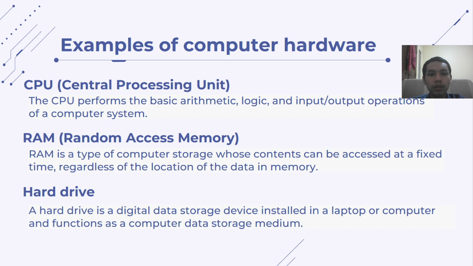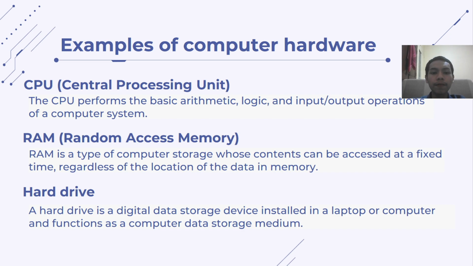RAM is used to store temporary data from applications, such as operating system data and running applications. The larger the RAM capacity, the more applications can be run simultaneously.